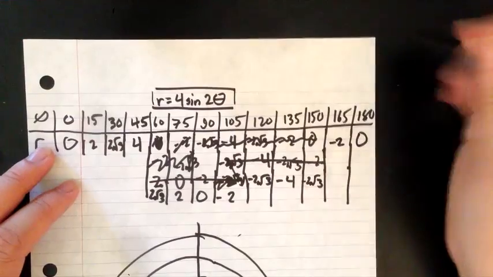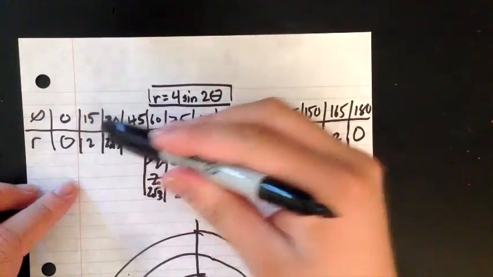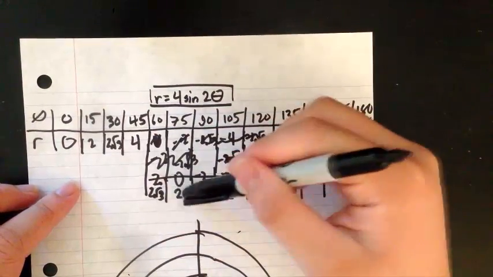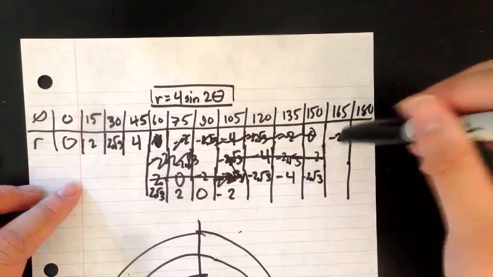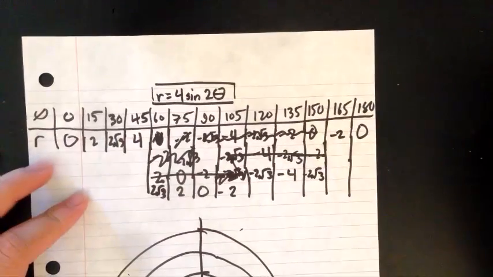So I messed up the numbers a bit, but it should be 0, 2, 2 square root 3, 4, 2 square root 3, 2, 0, negative 2, negative 2 square root 3, negative 4, negative 2 square root 3, negative 2, and 0. So now we're going to graph this.